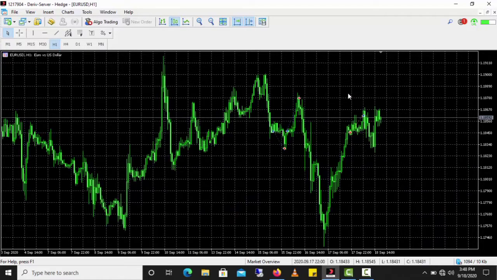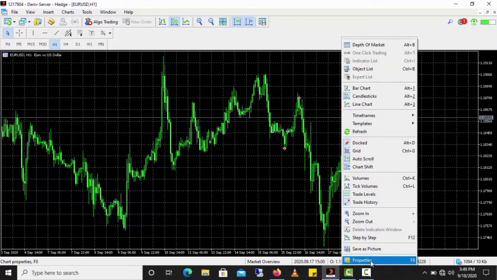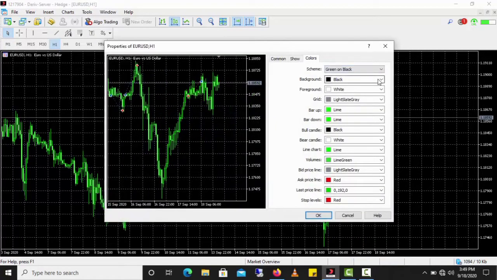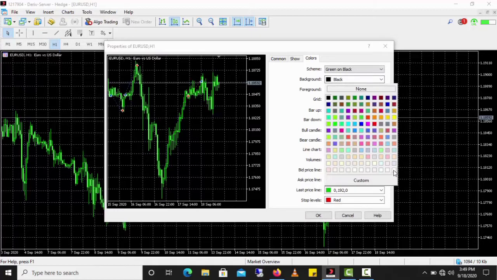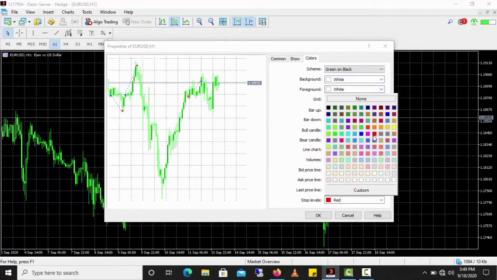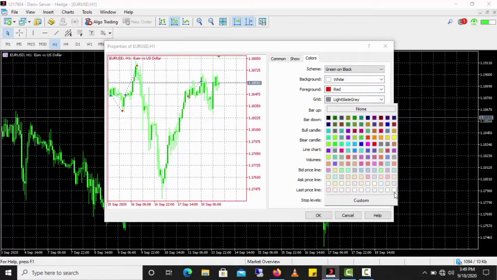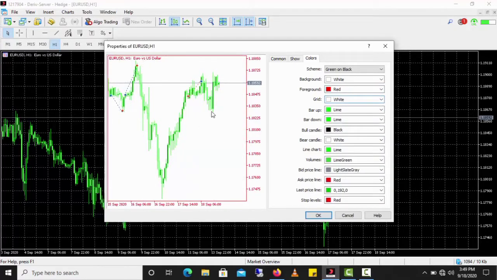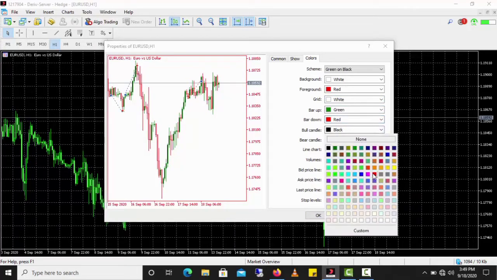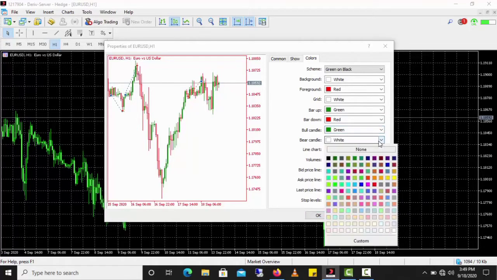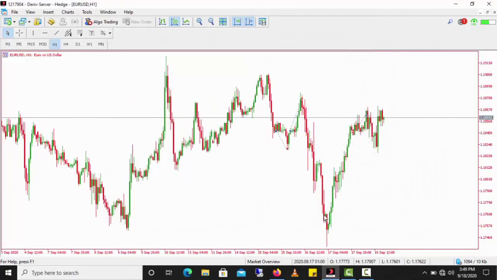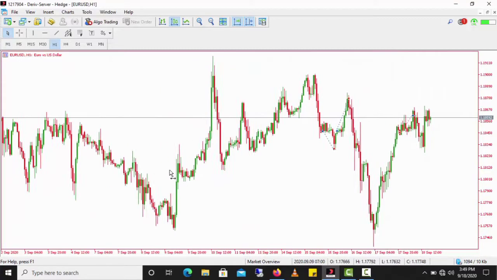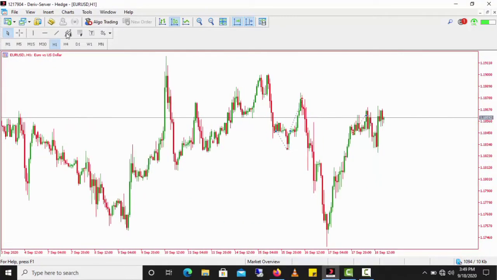So before that, let's set up our chart and make it look a little better. Let's go to properties, or you can just simply press F8. Then the background will be white, our foreground red. The grid will blend the grid color to the background white color. The bar up will be green, the bar down will be red, the bull candle will be green, and the bear candle will be red. So you can see everything is now customized and ready to begin.